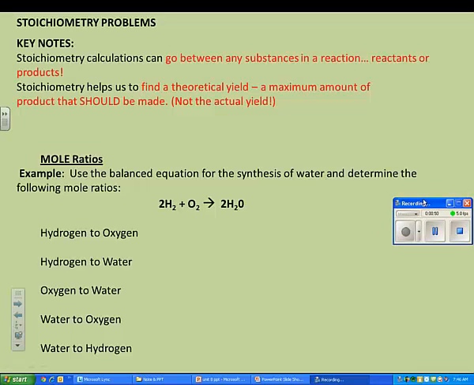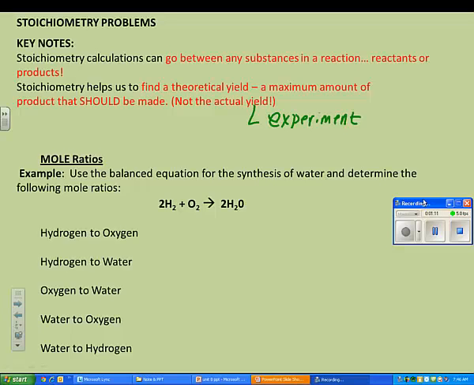So stoichiometry helps us to find the theoretical yield, which we'll get into in another video, and the maximum amount of product that should be made, hence theoretical. Theoretically, this much should be made. Not technically the actual yield, which can only be found out through the experiment, which you'll do some of in the lab for this unit.